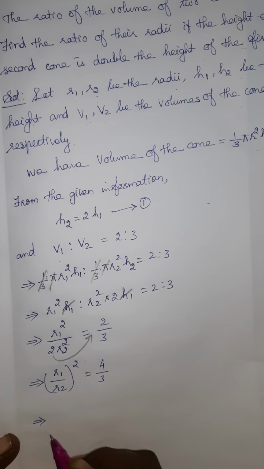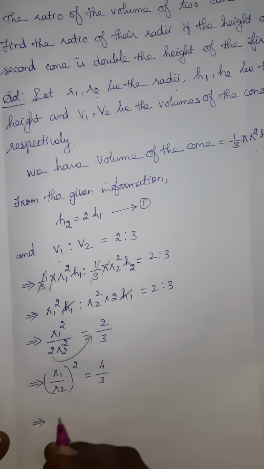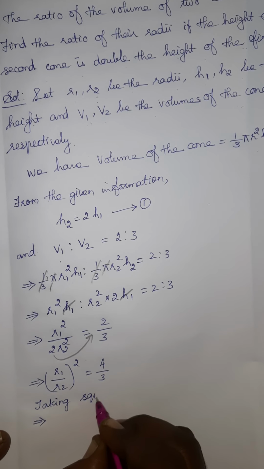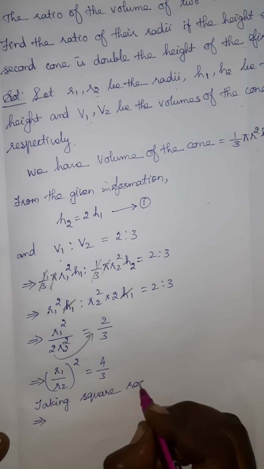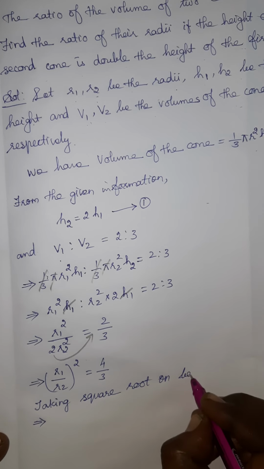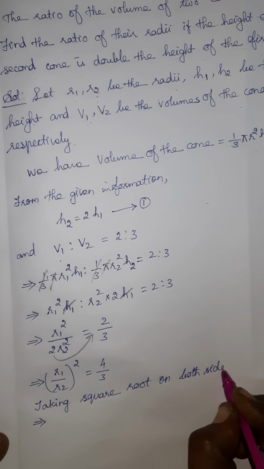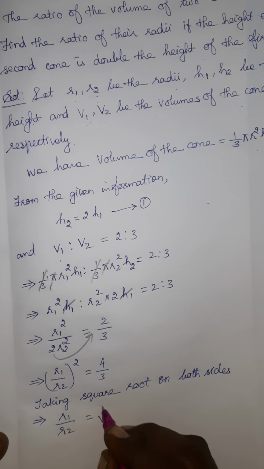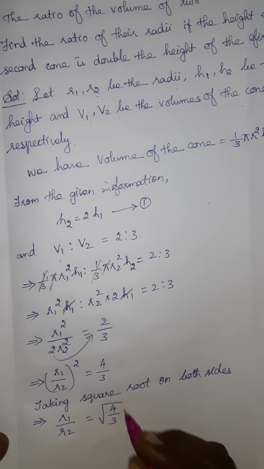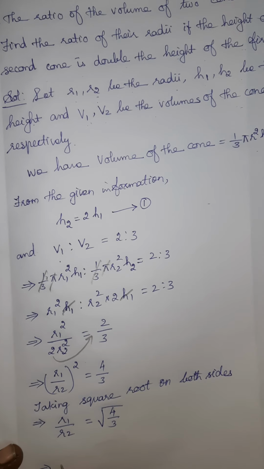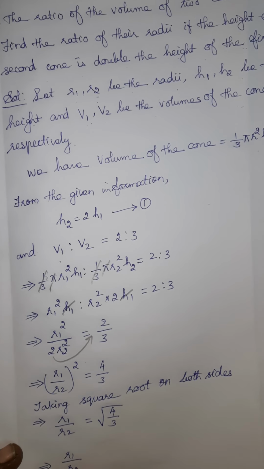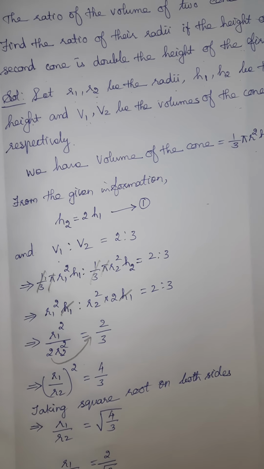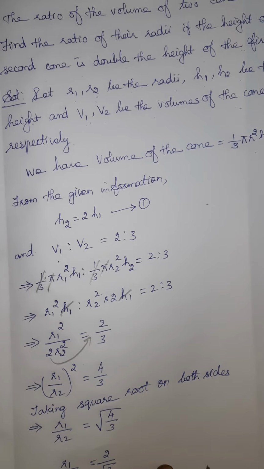Okay, so what is the value of R1 by R2? Taking square root on both sides, we will get R1 by R2 on the left side. On the right side you will get square root of 4 divided by 3. What is the value of square root of 4? Square root of 4 is 2, divided by square root of 3. So you get R1 by R2 is equal to 2 divided by root 3.